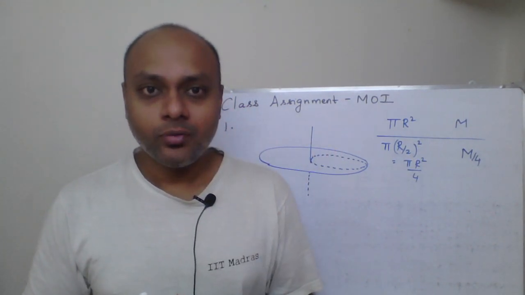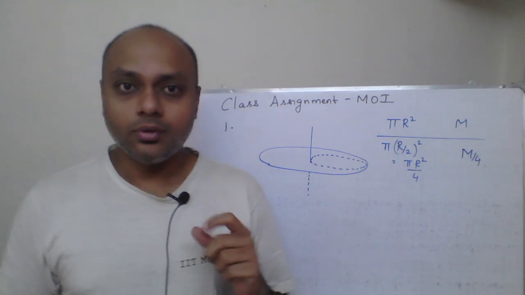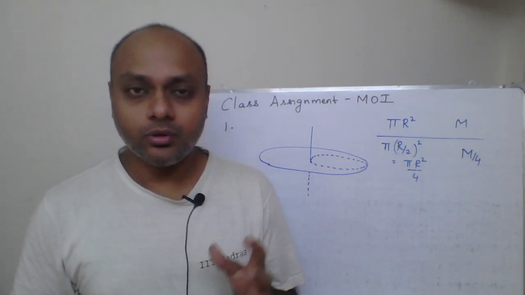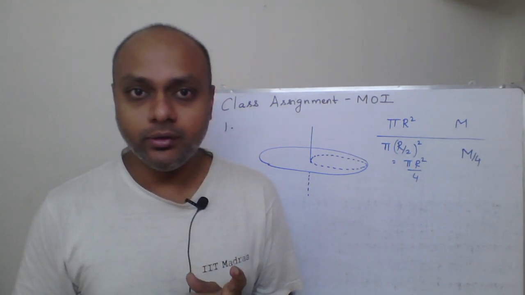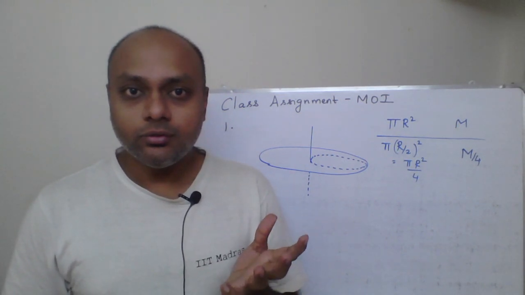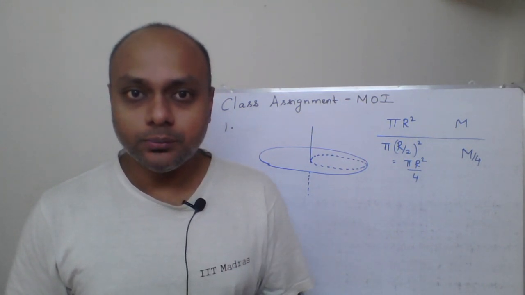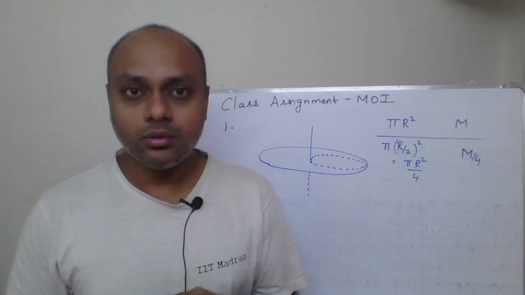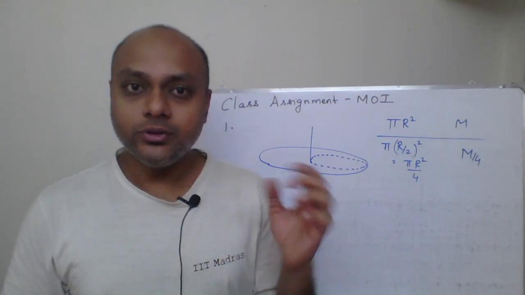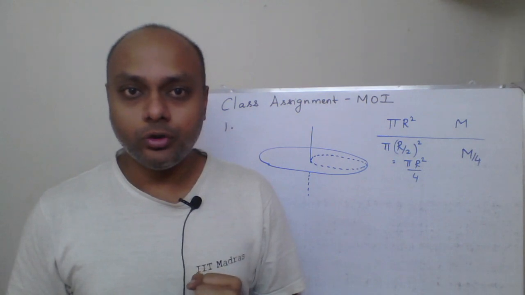Hello guys. So this is one of the questions which was given as a class assignment. You have to find the moment of inertia of a disk from which a smaller disk is removed.